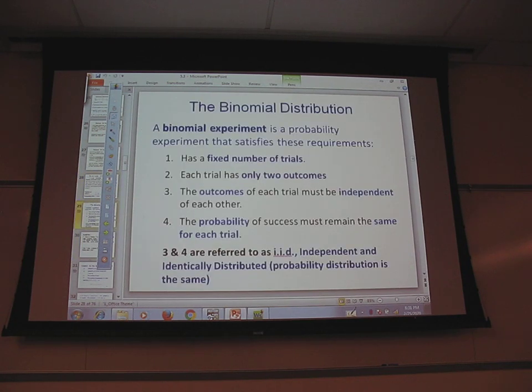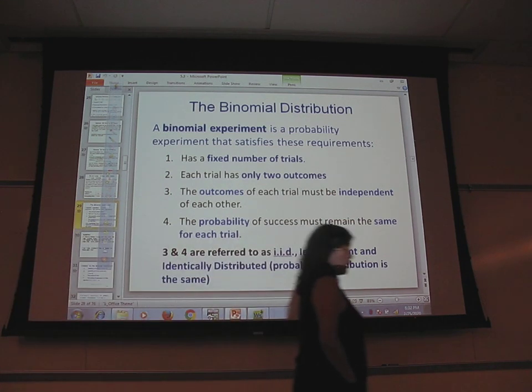Okay, so now we're going to get into the binomial distribution. Let's have a reader. How about Sonia? Go ahead. A binomial experiment is a probability experiment that satisfies the following: one, it has a fixed number of trials. Two, each trial has only 2 outcomes. You should be writing this down, right? It's in your notes. Three, the outcomes of each trial must be independent of each other, or the probability of success must remain the same for each trial. Perfect, thank you.